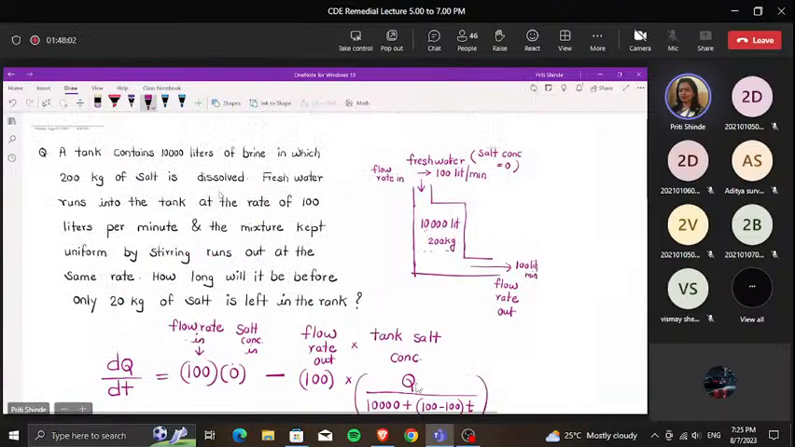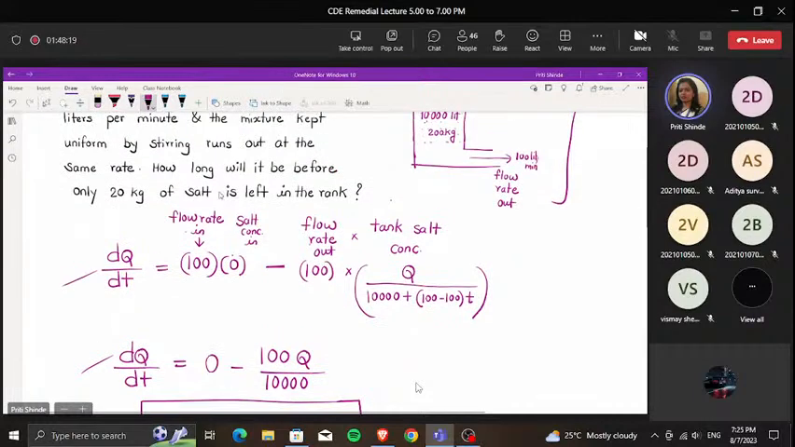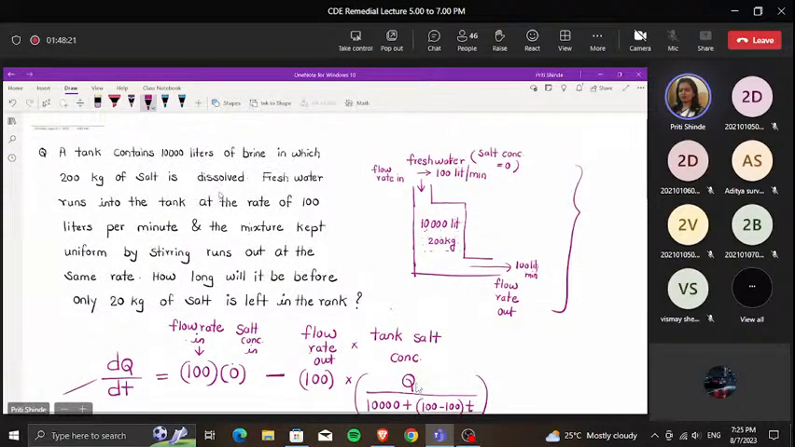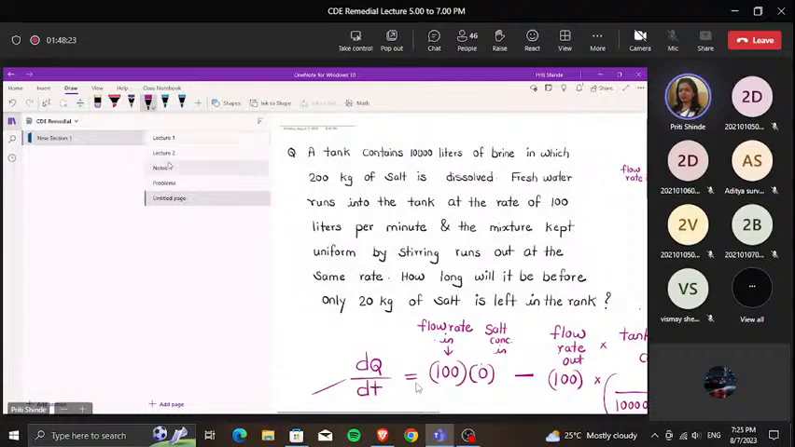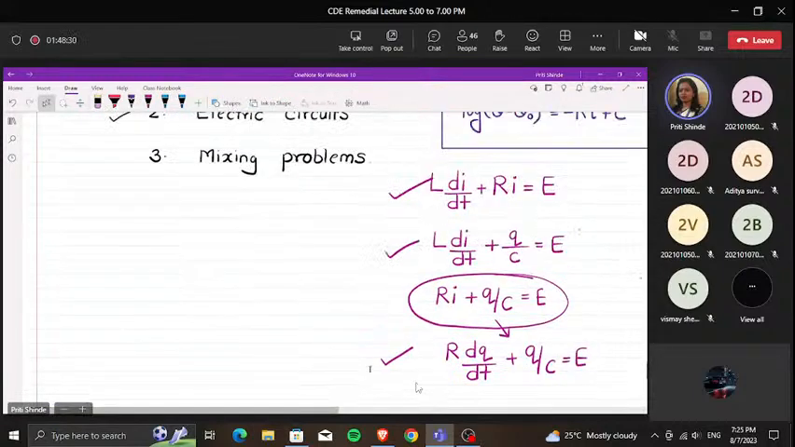But to solve this example, draw a rough diagram. Remember this formula. Write down the differential equation. Either you can solve by using variable separable form or by using linear differential equation in Q. It's very, very simple. Problems based on chemical mixing and Newton's law of cooling, here you should get full marks.